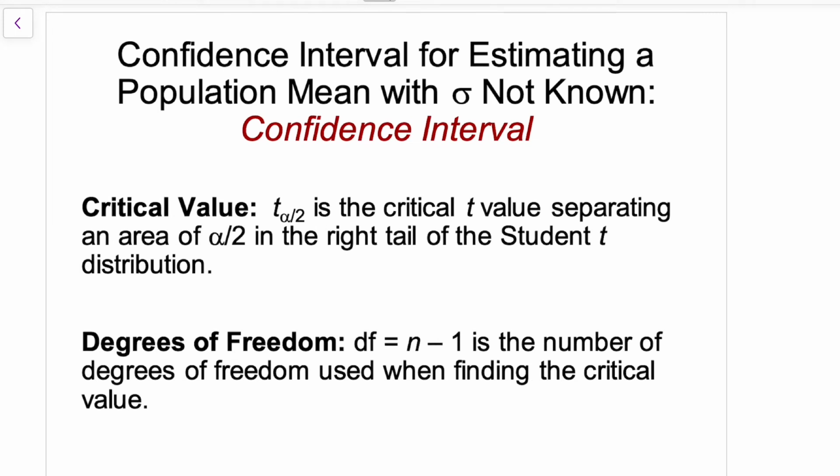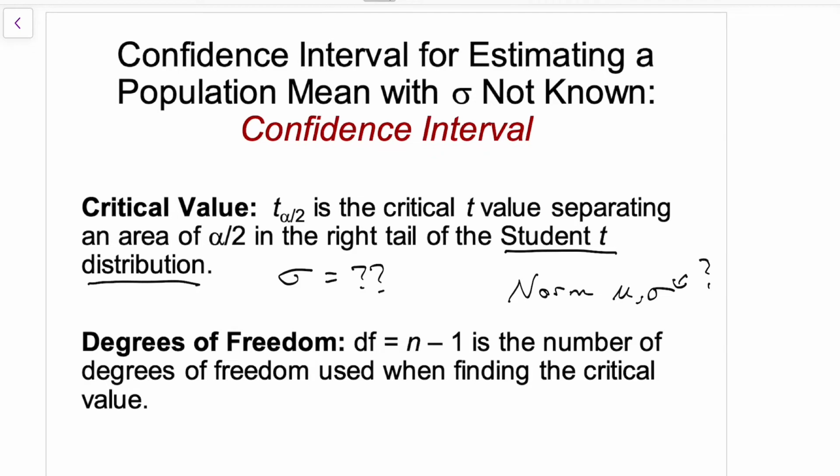So the critical value we have now is not z sub alpha over 2, it's t sub alpha over 2. It's the critical t value, again, separating an area of alpha over 2 in the right tail of what we call the student t distribution. And the student t distribution is one we use when our population standard deviation is unknown, right? The normal distribution, we need to know a mu and a sigma. But if this sigma is unknown, the question is, where do we go from here if I don't know my standard deviation? And that's what the student t distribution is.